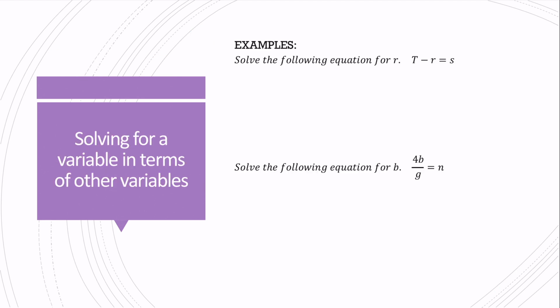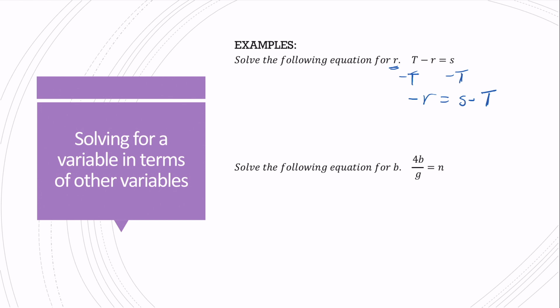Let's take a look at a few more mathematical models and solve them for specific variables. So here I have t minus r is s. I need to solve this for r. My rule of thumb is to leave the variable you're trying to solve for alone as much as possible. I'm going to subtract t from both sides. Again, I don't love t as a variable because it looks like a plus sign. So I have negative r equals s minus capital T.